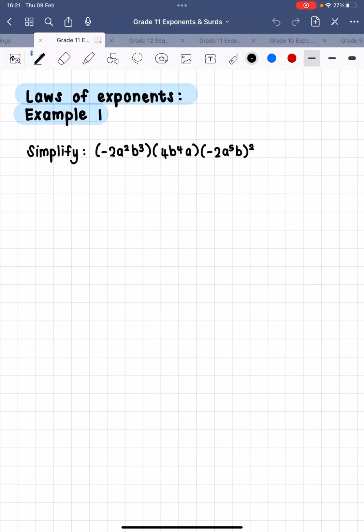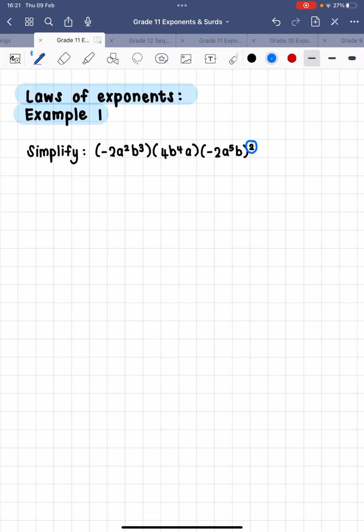Hello everybody, today I'm doing an example on using the laws of exponents. So in this question we are asked to simplify this expression. We notice that we have three brackets and we are multiplying these three brackets together. What I want you to recognize at first though is the third bracket is raised to the power of 2.